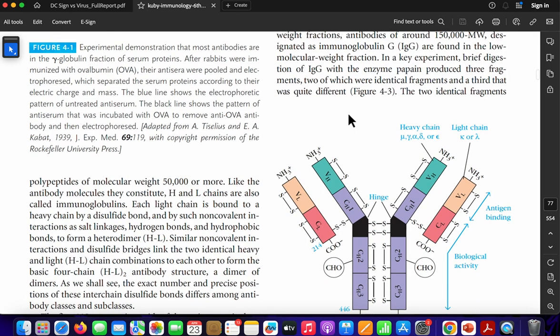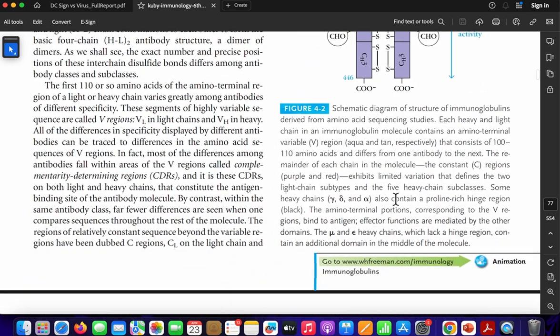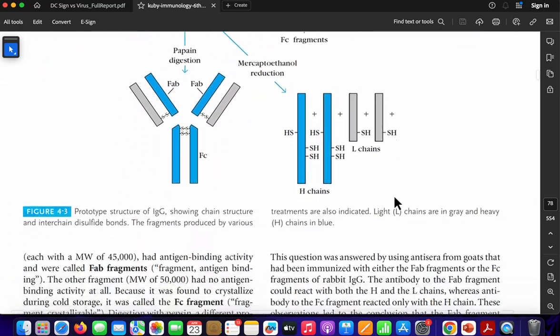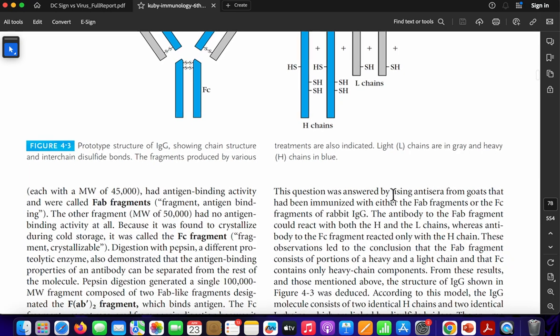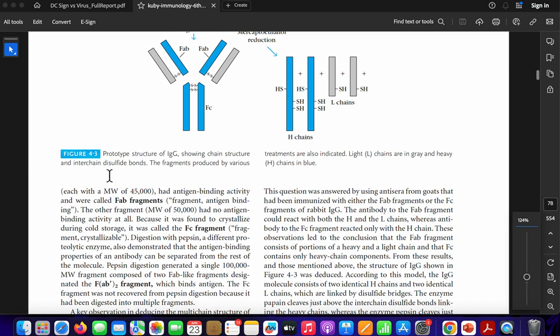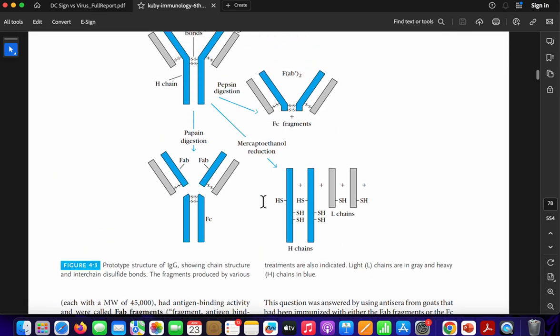In a key experiment, brief digestion of IgG with the enzyme papain produced three fragments, two of which were identical and a third that was different. The two identical fragments, each with a molecular weight of 45,000, had antigen binding affinity.